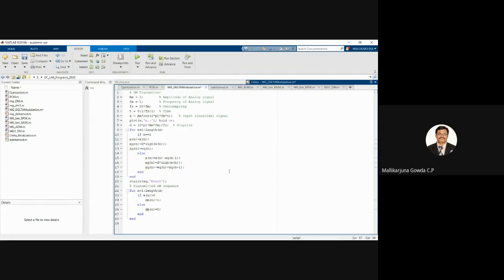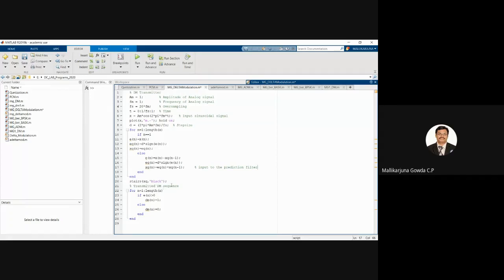I will write here comments. Input to the prediction filter. Input to the prediction filter, right? So two ends, one is for if and another is for else. It is done, right? Then I am going to draw the staircase waveform. Stairs, okay, is what xq, right?